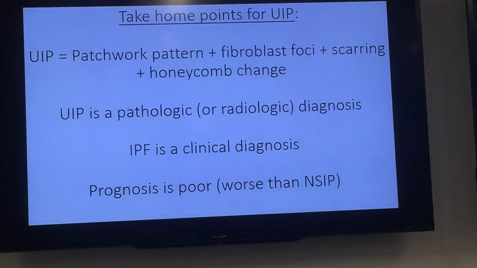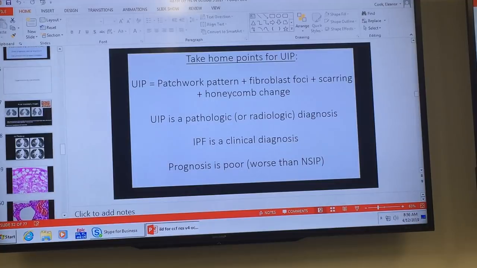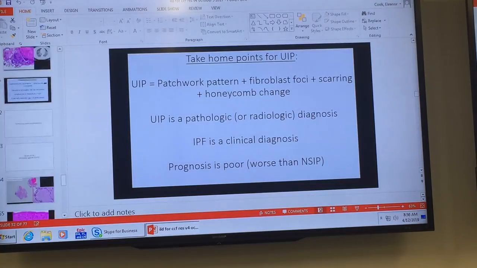So this is what NSIP is, and these are the take-home points for UIP and NSIP. I'll give you a second to look at this. Everybody okay with these points? You will get asked again and again in the RISE and board, which is the poorer prognosis, UIP or NSIP? Should be clear to everybody now? And the pathologic criteria? Okay, I think we will stop and we'll go back. Let's go back to the pictures and we'll end it there, okay?